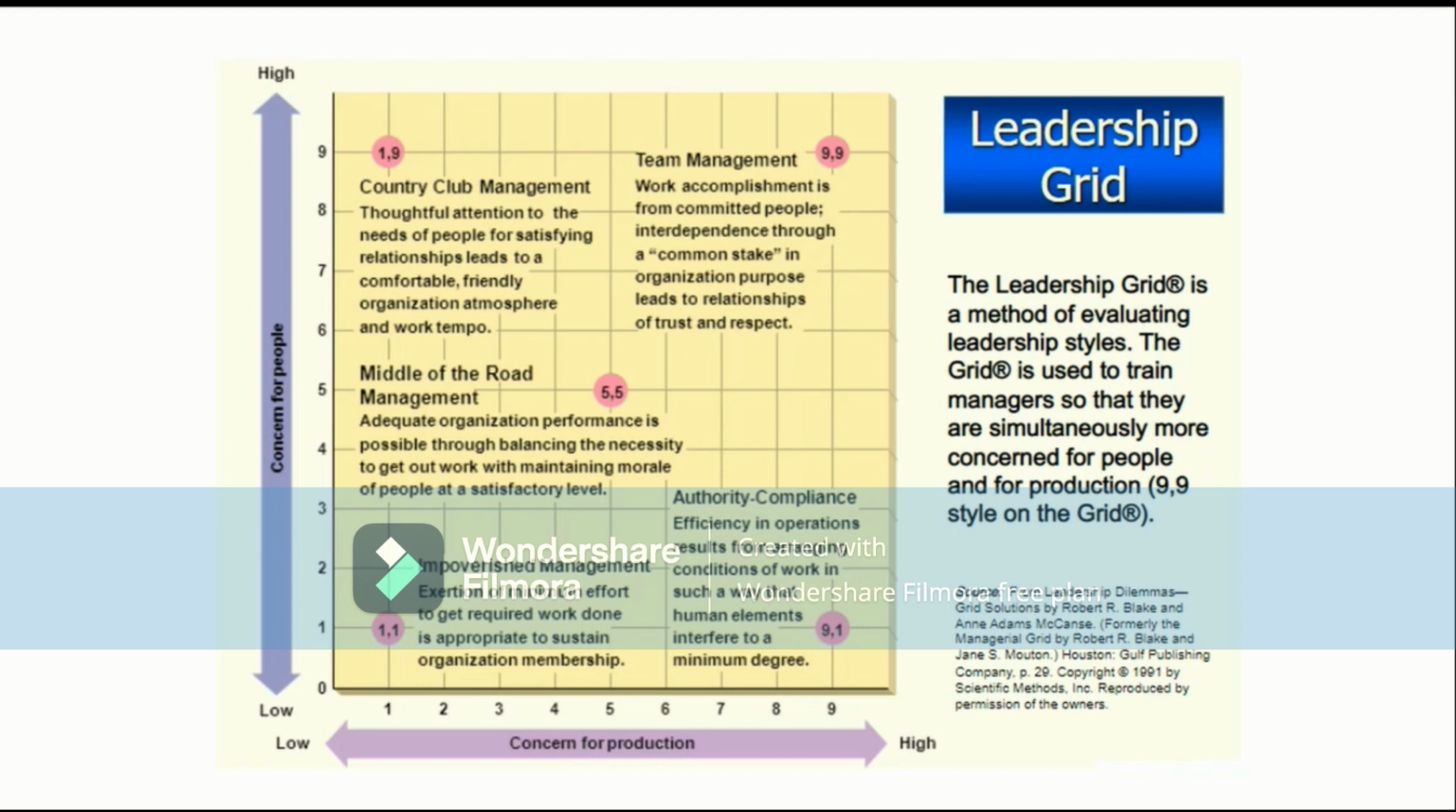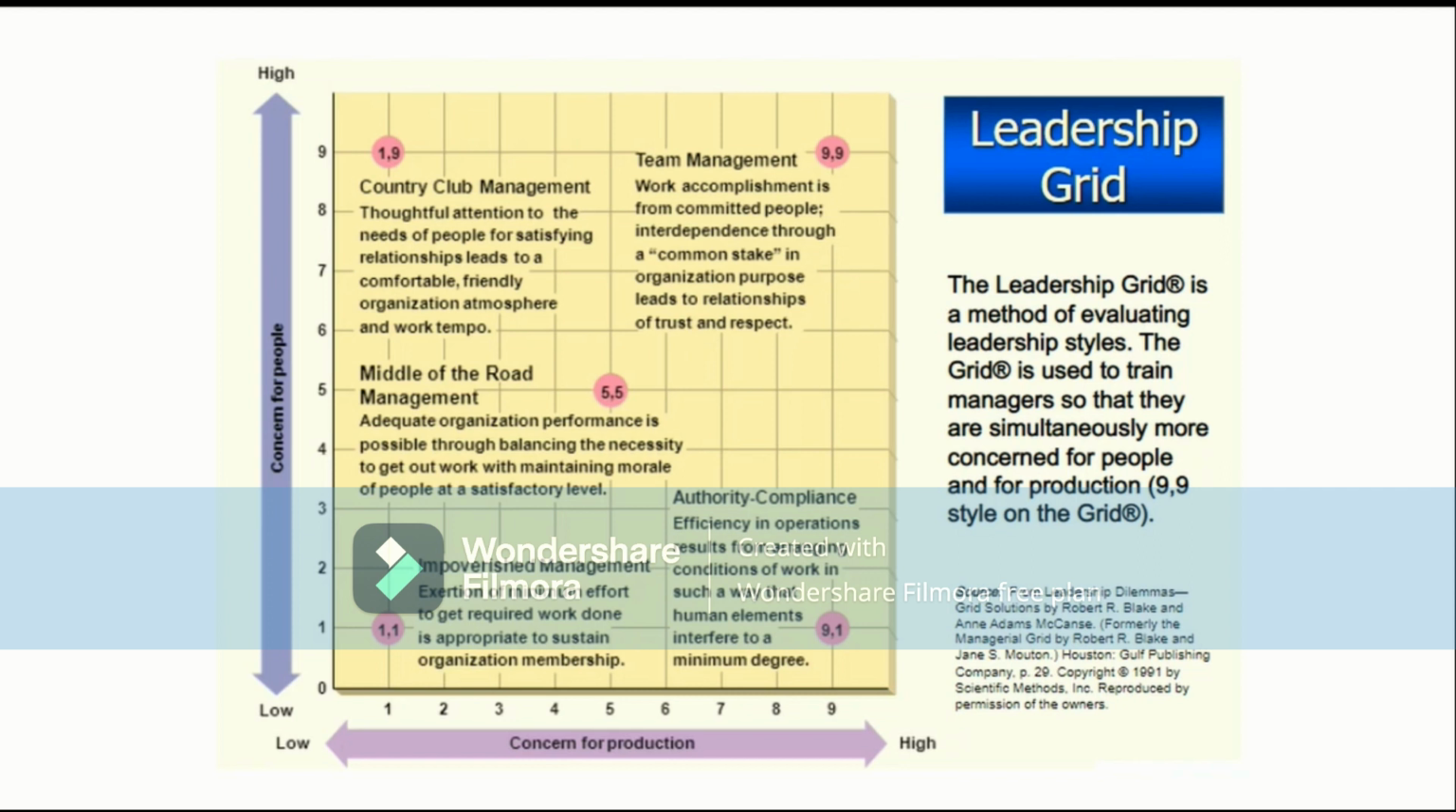The next is a moderate approach, the middle of the road management. If the concern for production is moderate and the concern for people is moderate, then this is the middle of the road management. It's basically that adequate organizational performance is possible through balancing the necessity to get out work with maintaining morale of people at a satisfactory level. If you look at this, the concern for production is low and the concern for people is high, 1,9. It's country club management.